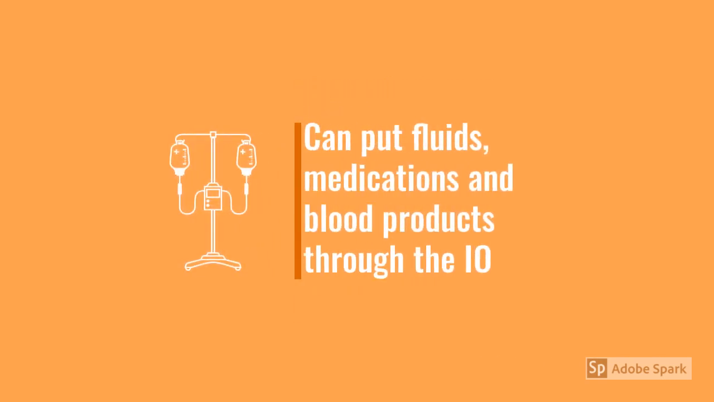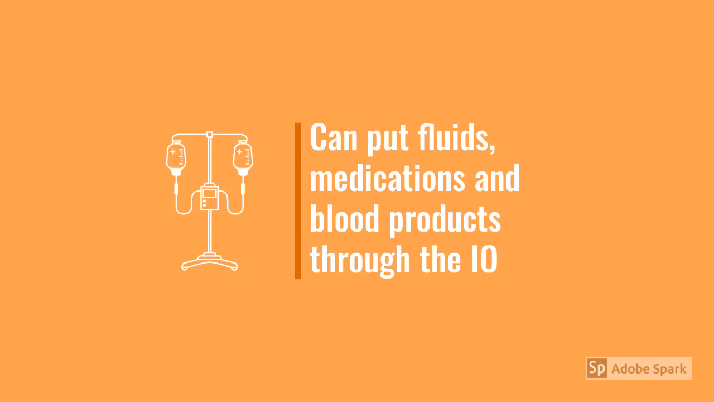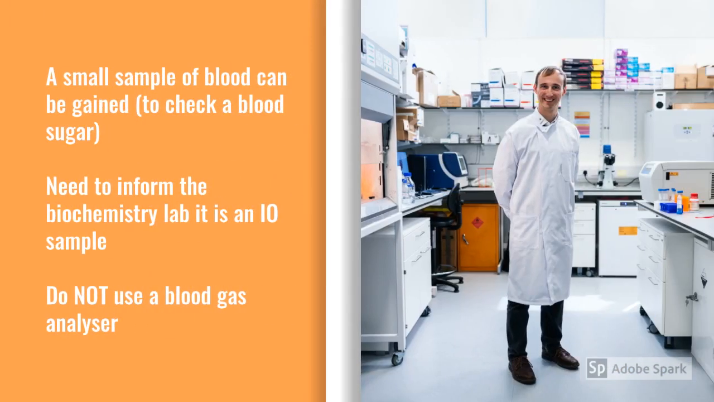And you can give anything down it. You can give all your resus drugs, all your fluids. You can't take blood off it, so that's one of the things that we talk about. You can get a very small sample of blood, and that's basically just enough to run a blood sugar. You will have to go to the biochemistry lab and explain to them that it's an interosseous sample. Don't put it through an actual gas machine, because you'll break the gas machine and irritate the entire department. Okay. He speaks from practice.